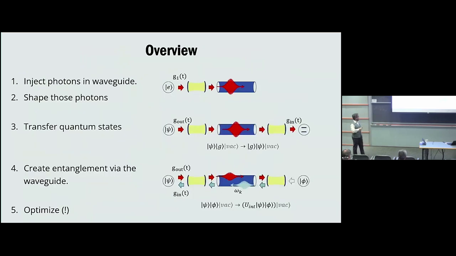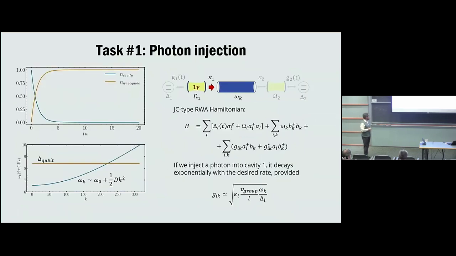And that list is more or less like this. So first, we need to control how a qubit injects energy into the waveguide. We need to shape that energy in very well-defined wave packets. Then these wave packets will propagate, and we need to be able to reabsorb them in the receiving node in a perfect way, with as high fidelity as possible. And once you have this primitive, you can use it to create entanglement, and you must optimize it for it to be useful in the lab. So let's start with the first one. This is just a remark for theoreticians.